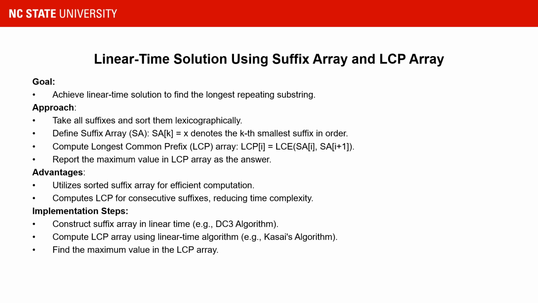The second step involves the longest common prefix array computation. Once we have our sorted suffix array, we compute the LCP array. The LCP array represents the length of the longest common prefix between consecutive suffixes. It's computed using a linear time algorithm such as Kasai's algorithm. Finally, the maximum value in the LCP array represents the length of the longest repeating substring in the given string.